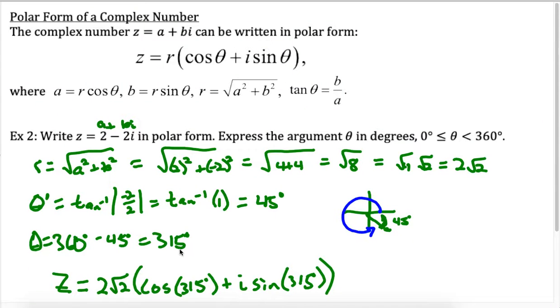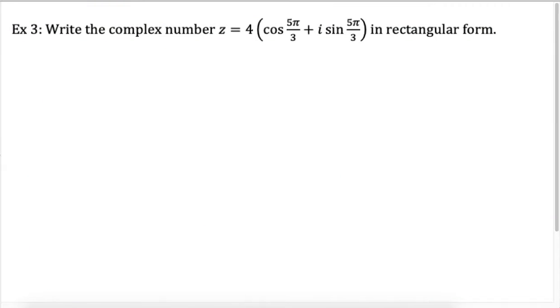Okay, so this is the polar form of this complex number. We need to first find r. That's just the square root of a squared plus b squared. Then find the reference angle, which is the inverse tangent of the absolute value of b over a. And then use that reference angle along with whatever quadrant we're in to find the actual angle measure. Okay? So now let's look at going in the other direction.